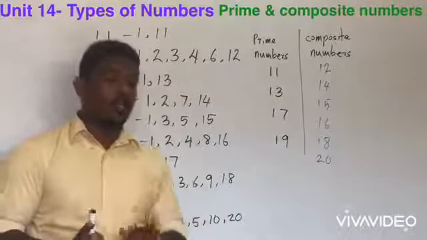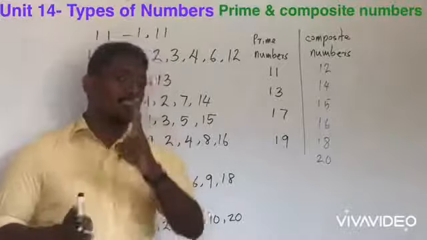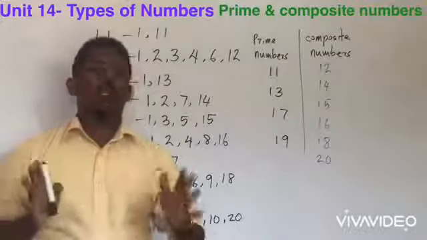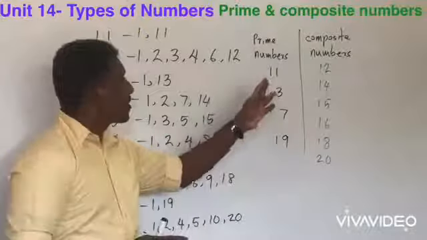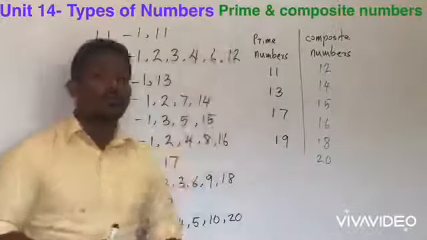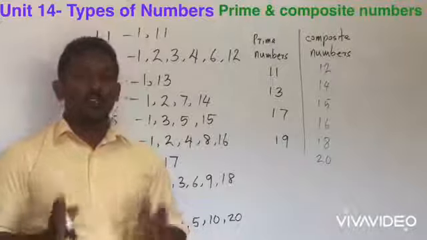Right, now can you remember: the numbers with only 2 different factors are called prime numbers, as well as the numbers with more than 2 factors are known as composite numbers.